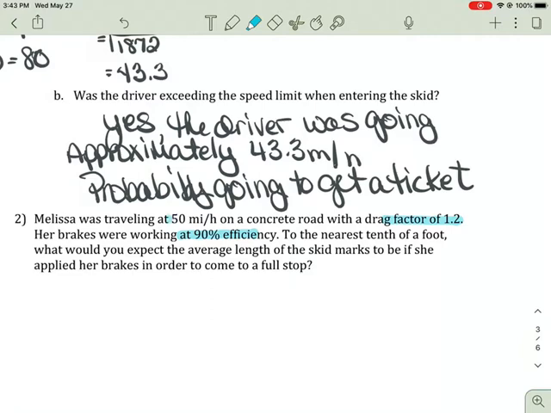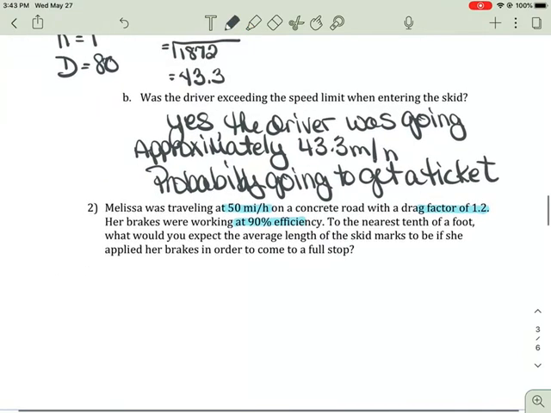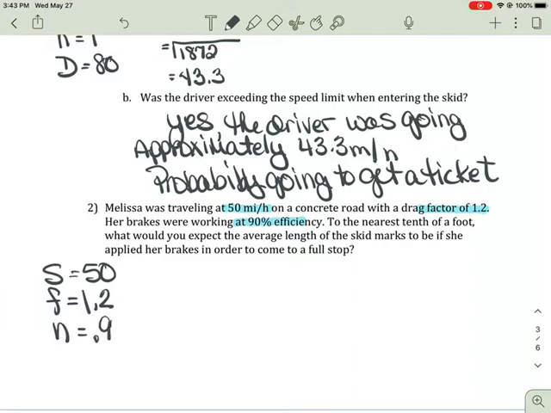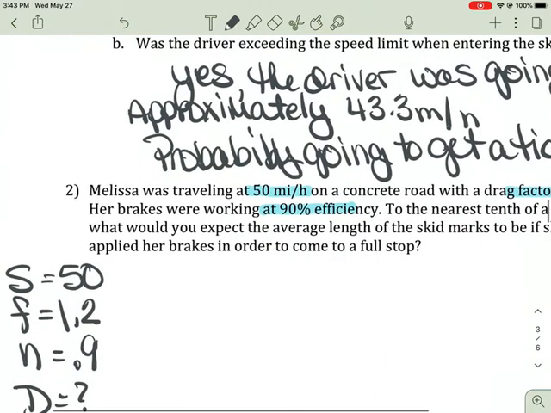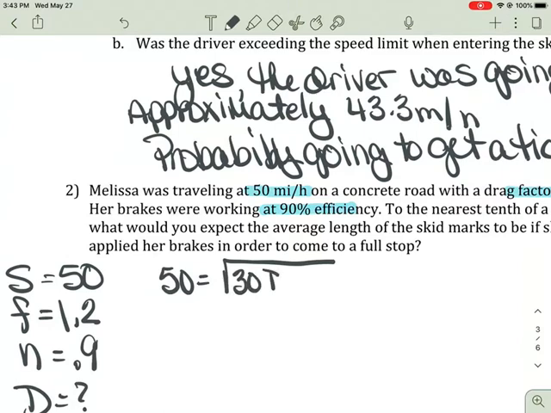All right, so this is our S. We have new information here, so we're not finding S here. We're going to be finding D. So S is 50, F is 1.2, and our N is 0.9. And what we're searching for is D. So let's put that into our formula: 50 equals the square root of 30D times 1.2 times 0.9.